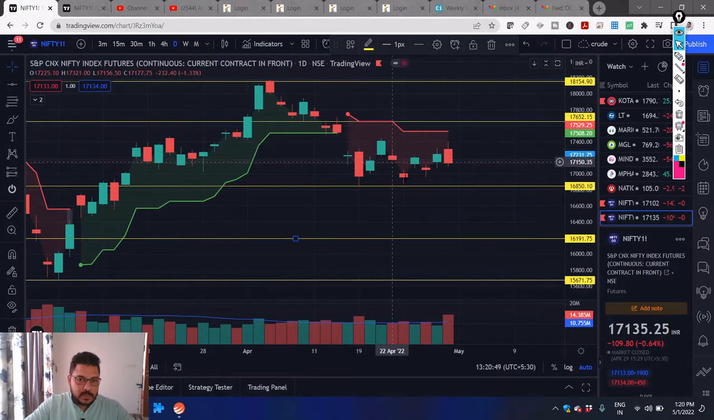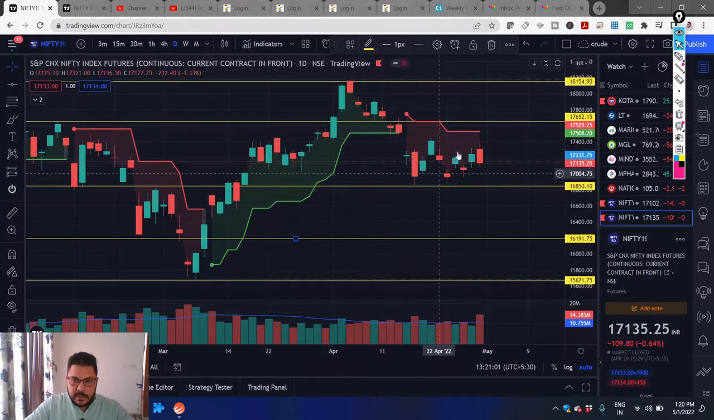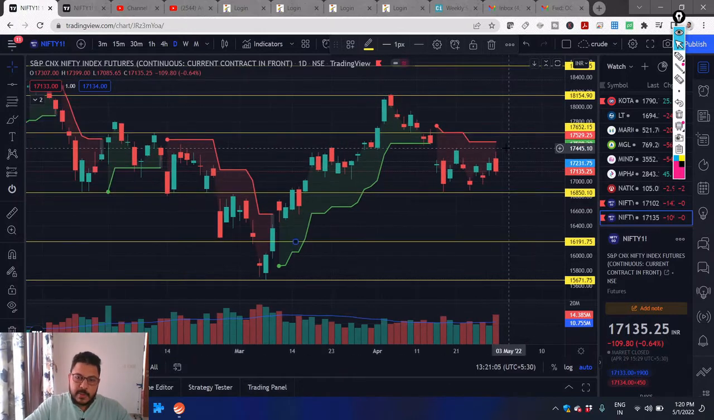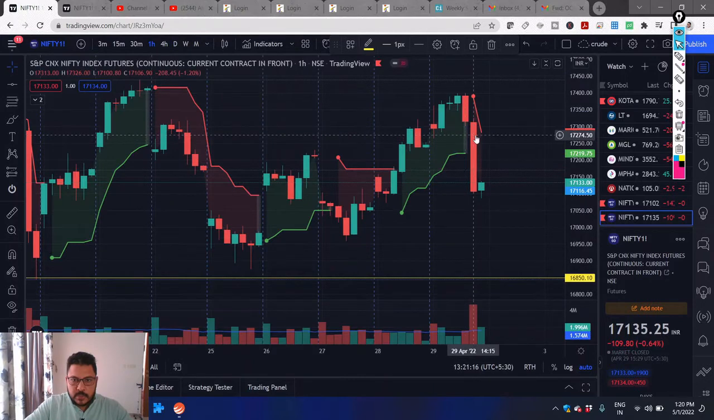On daily candles, you can see all narrow range candles, and the more it consolidates in this zone, the more powerful will be the move towards the upside. Always remember that. And it is consolidating very nicely in this zone. It might give a powerful breakout on the upside or downside, both ways. So let's look at this on smaller time frames.